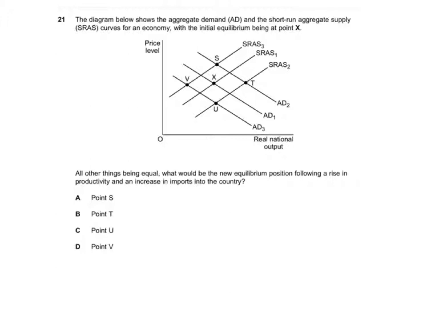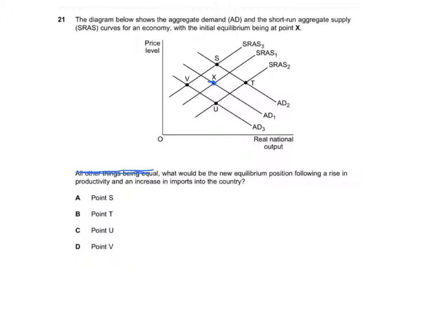Okay, pause this one first and have a go, and then I'll tell you the answer. Okay, so first of all, you start at X. This is where you start. And when it says all other things being equal, you just cross it off because it means nothing. Okay, what would be the new equilibrium position following a rise in productivity and increase in imports into a country?